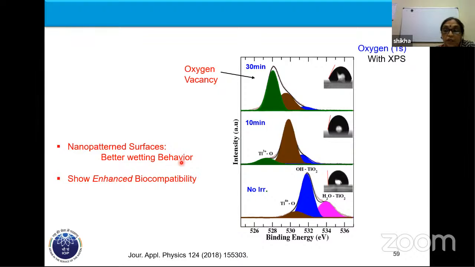And the spreading of DNA on these surfaces is important. For example, knee and joint implant materials are mostly TiO2, and the better the biocompatibility, the easier will be the attachment with the tissues. Like in the first figure I showed, where DNA is attaching to the TiO2 surface, I showed you a bone cell attached to the TiO2 surface. Same with the DNA. So nanopatterned surfaces show better wetting behavior and show enhanced biocompatibility.